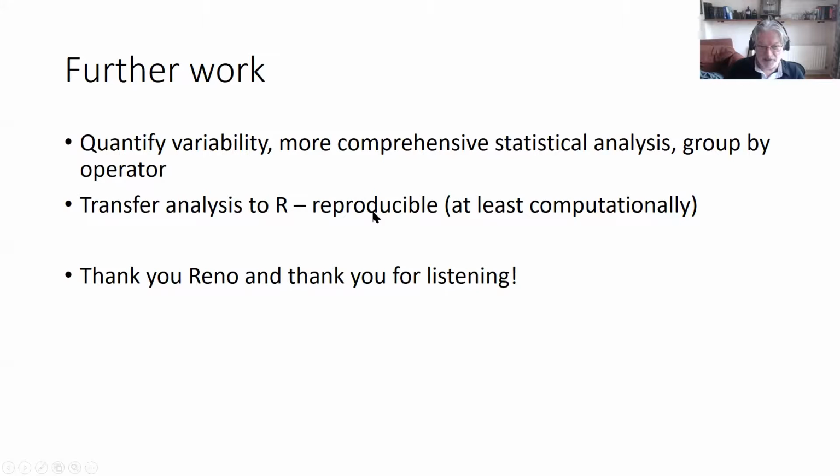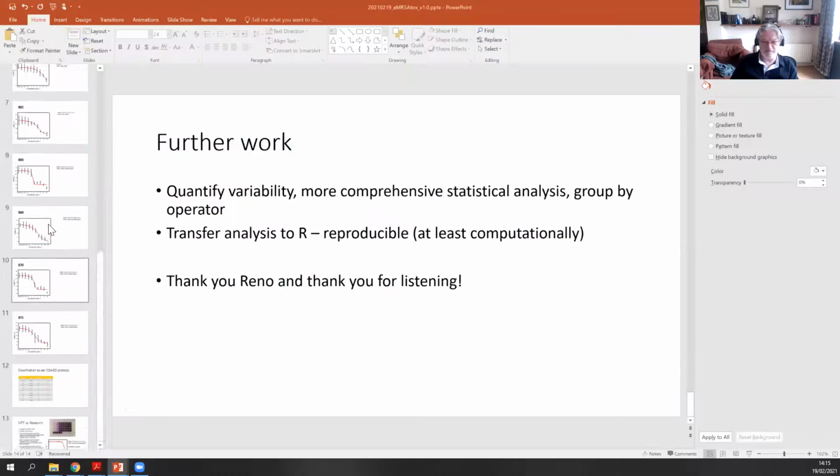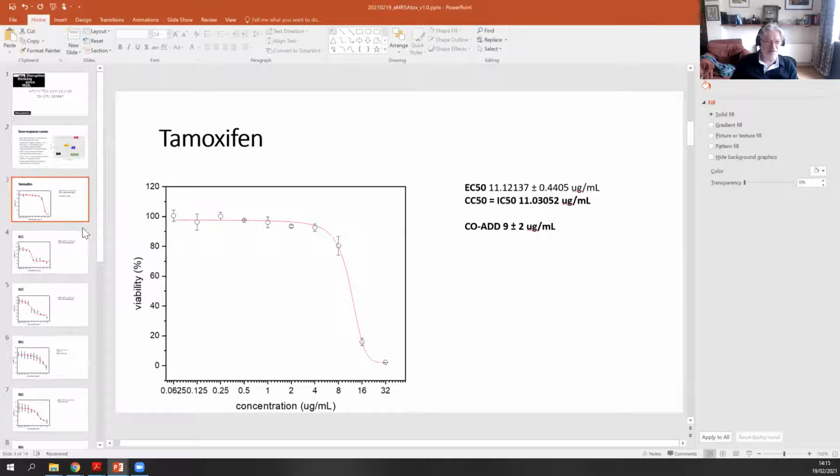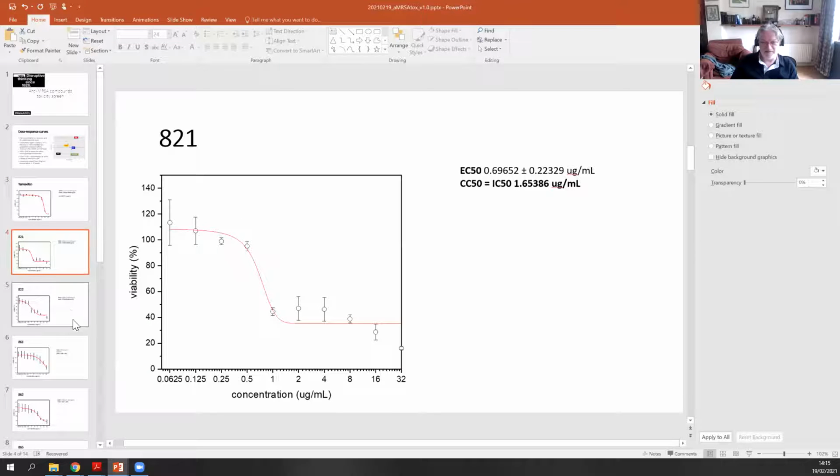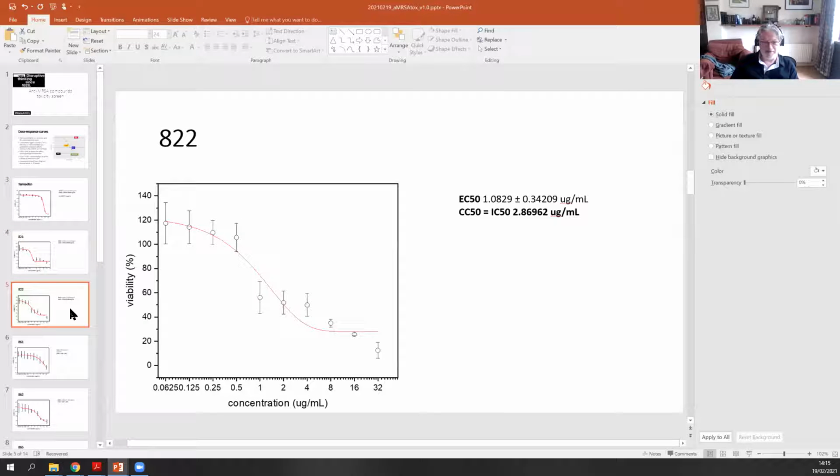It looks like you have different hill slopes for different compounds. Yep. Is that an artifact, or is that real, do you think? I don't think I can comment on that without knowing any more about the compounds.